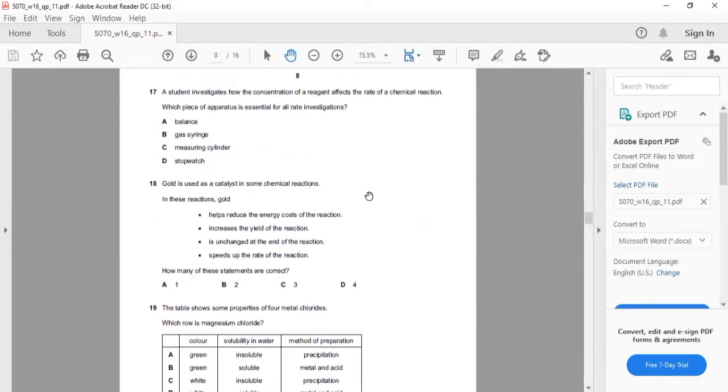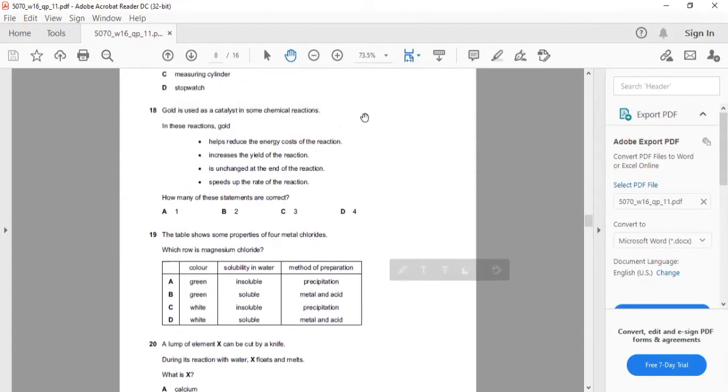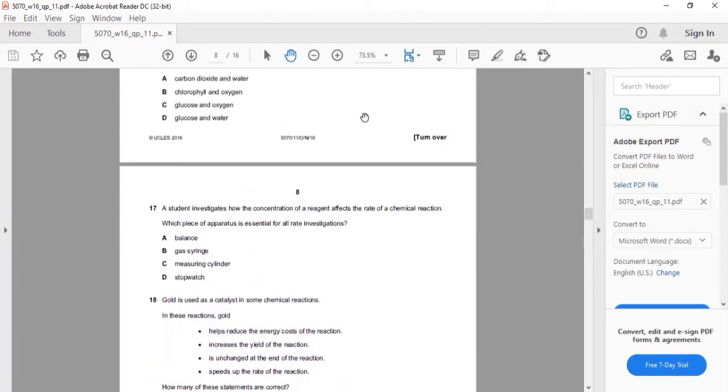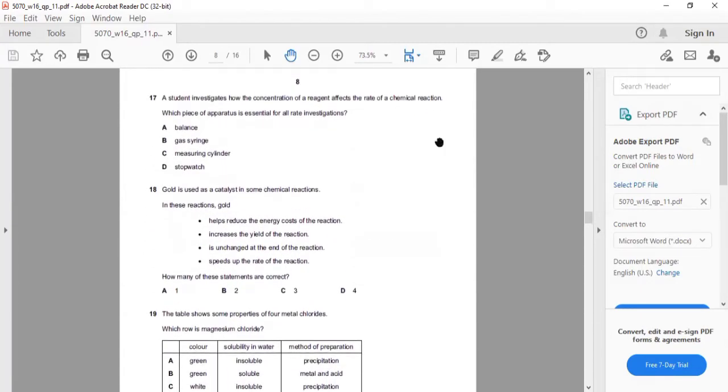17. A student investigates how the change in concentration of a reagent affects the rate of a chemical reaction. Which piece of apparatus is essential for all rate investigations? Rate means time. How will you calculate time? Stopwatch.